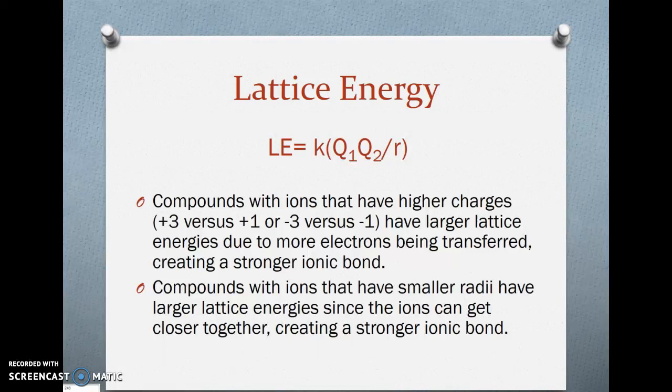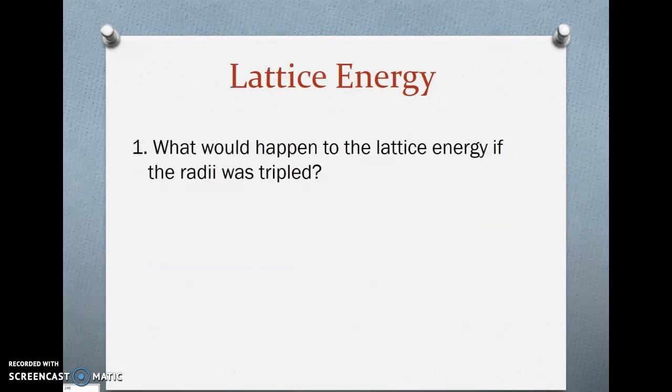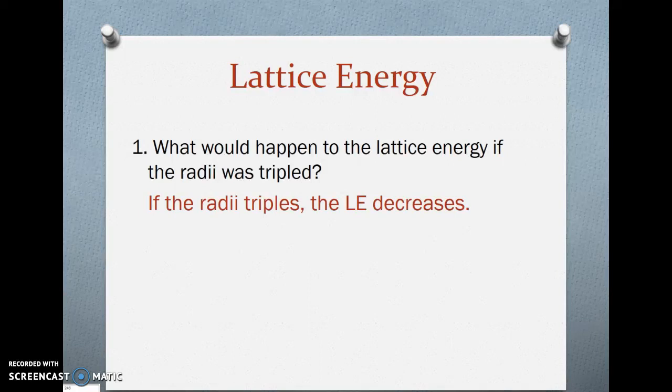Compounds with ions that have smaller radii have larger lattice energy, since the ions can get close together, creating a strong ionic bond. So the closer they are, the stronger they're going to become. So what would happen to the lattice energy if the radii was tripled, if they were moved farther away from each other? The lattice energy would decrease. It would be easier to pull them apart if they were farther away from each other.